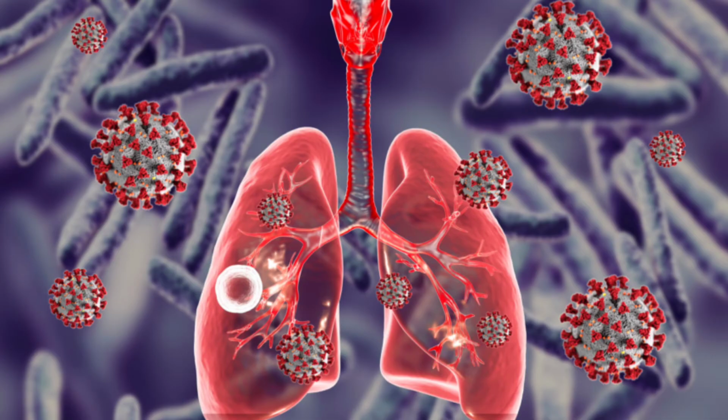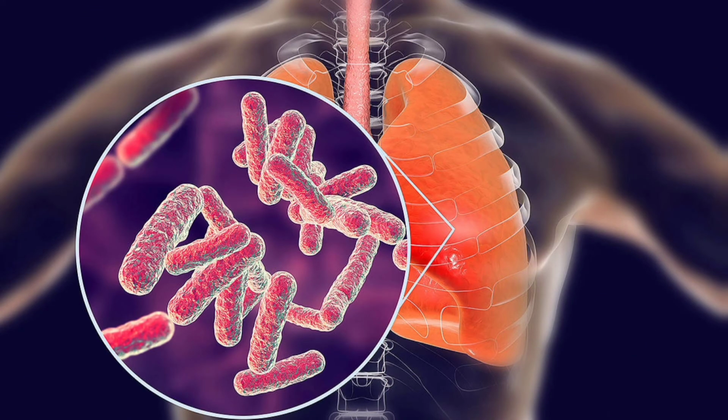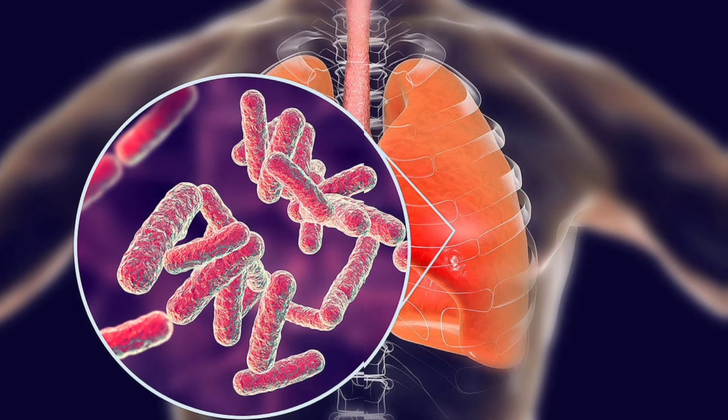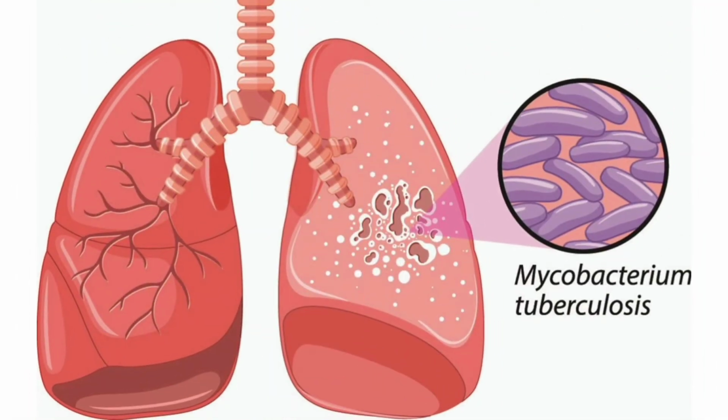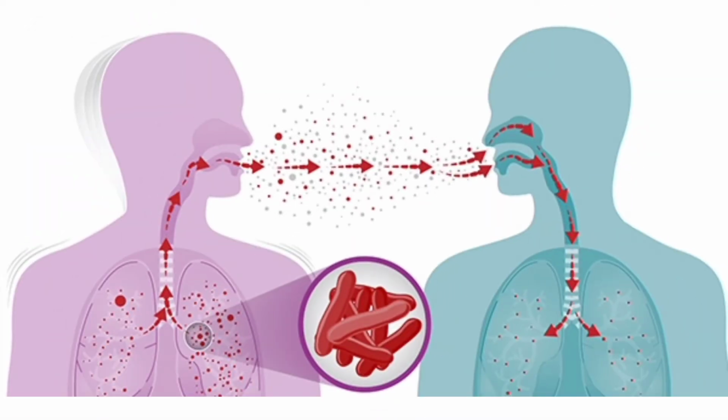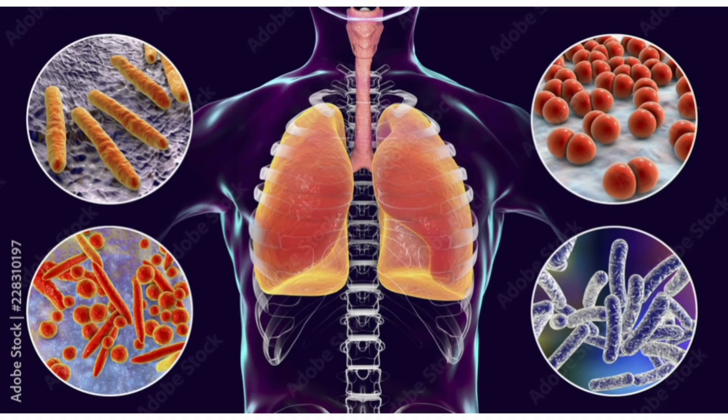Tuberculosis is the world's second most common cause of death from infectious disease after HIV or AIDS. Tuberculosis is a chronic lung disease. It is caused by Mycobacterium tuberculosis. It is spread by inhaling tiny droplets of saliva from the cough or sneeze of an infected person.